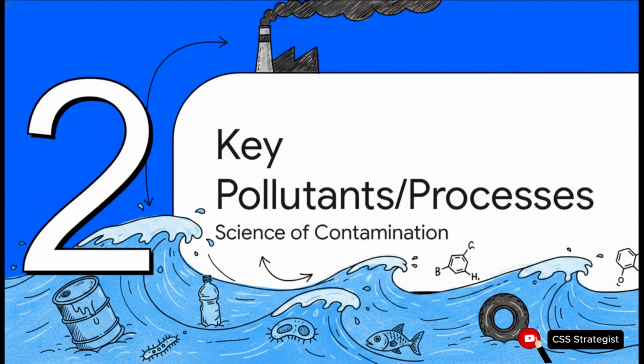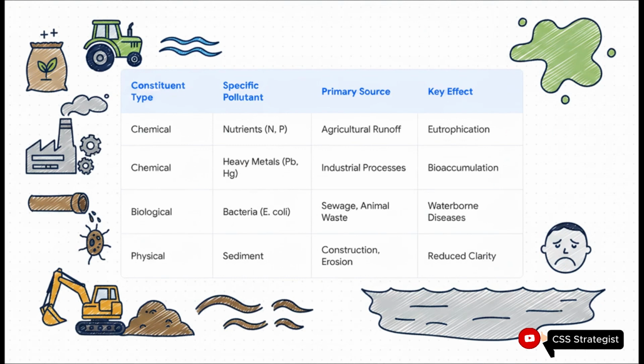Okay, so let's get into the science. This is where we see how these basic ideas build into the more complex processes that you're going to be tested on. You've got to understand the how and the what of pollution. Think of this table as your high-yield cheat sheet for revision.